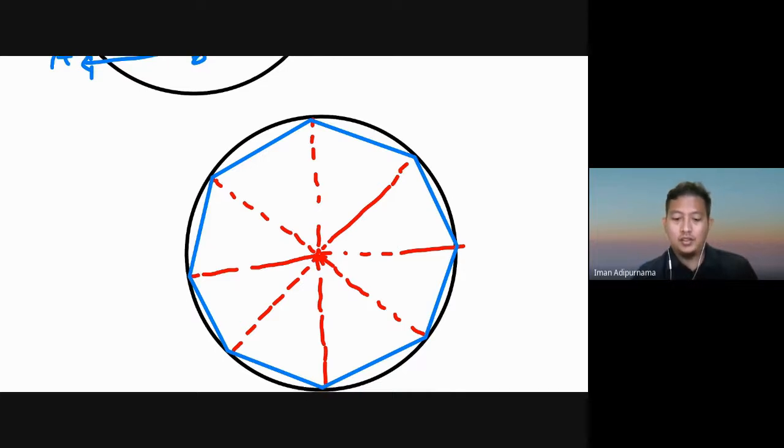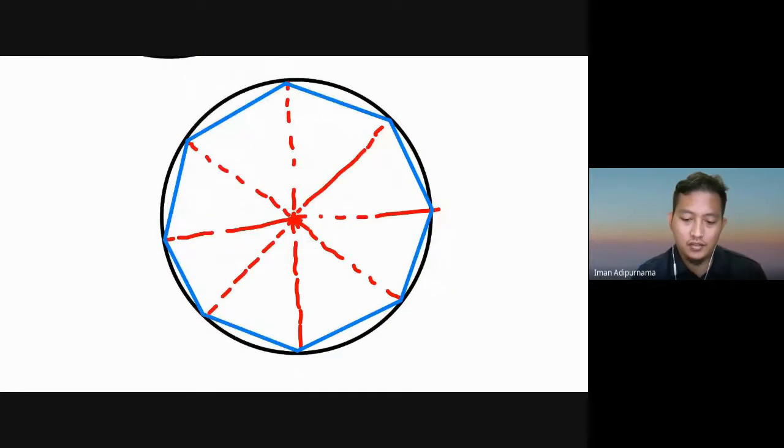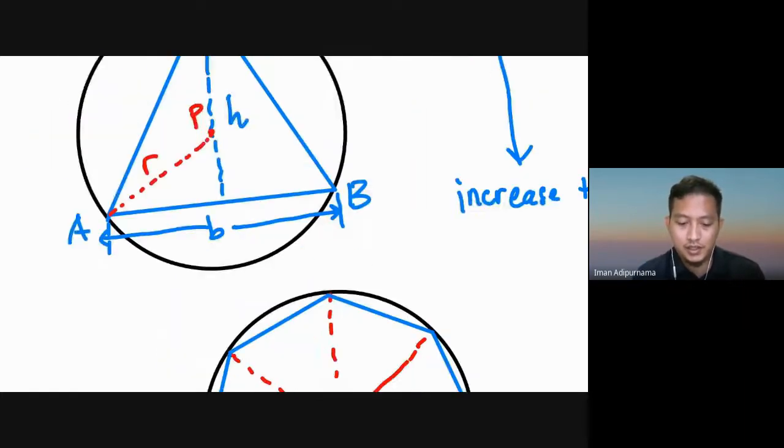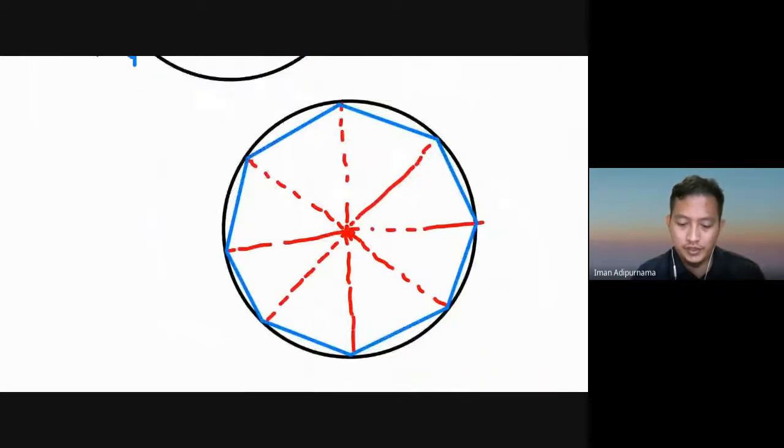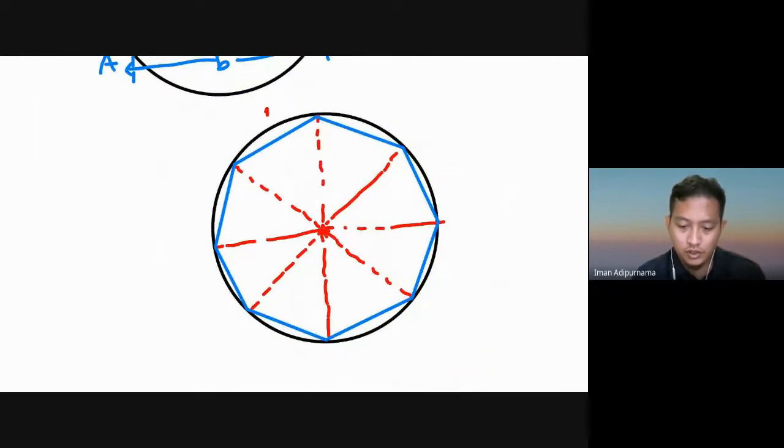Imagine from these sides of 3, it's 1, 2, 3, and then you have sides of 8: 1, 2, 3, 4, 5, 6, 7, 8. And imagine you increase more and more sides. You will see that it's eventually getting closer to the circle itself, right? You get my idea? Okay.